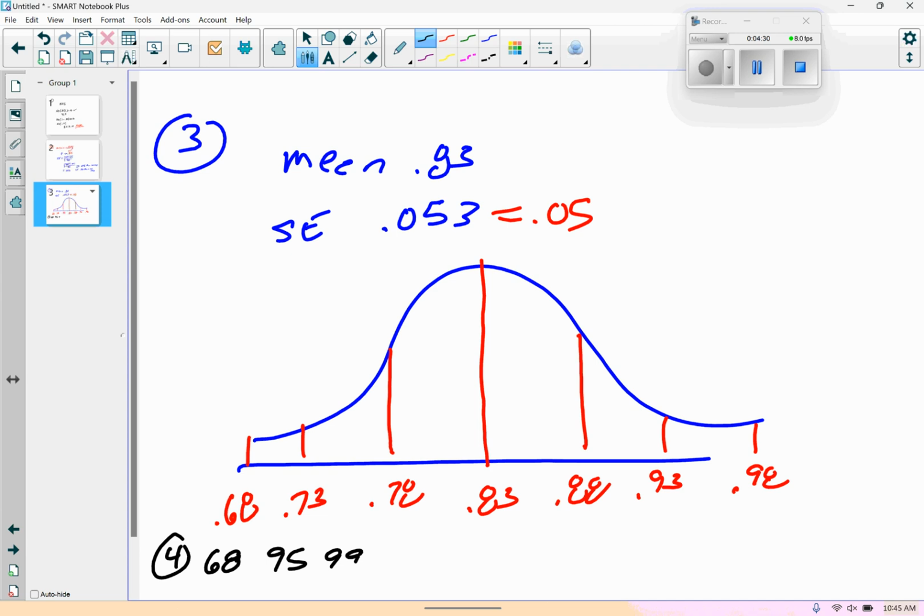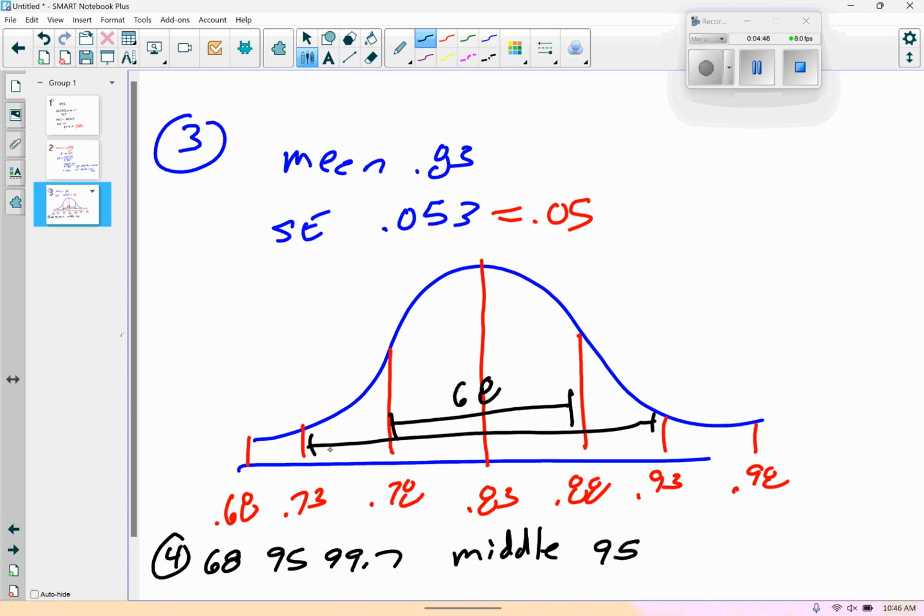Okay, and if we use the 68-95-99.7 rule, what captures the middle 95% of a random sample of 50? So out to here is 68%. So I go out one more, and that captures the 95%. So from 0.73 to 0.93, that would capture that. All right, we good so far? Kind of moving, but hopefully you're staying on board.